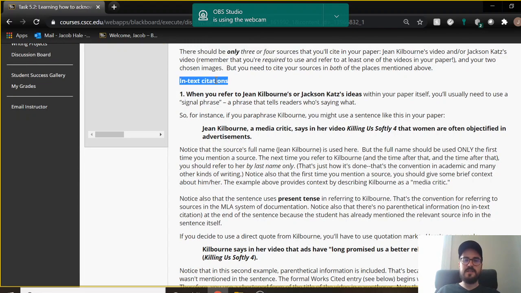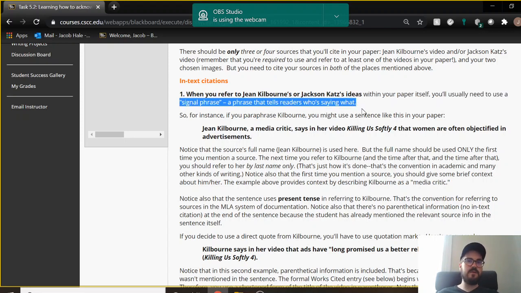So our first section here is in-text citations. Again, these are going to be the ones that happen in your essay itself. And the first thing here talks about signal phrases. Now, a signal phrase is a phrase that signals where your information is coming from. Because if you don't have a signal phrase, sometimes it can be a little bit unclear about where you are getting your information. But I can probably best illustrate this with an example.